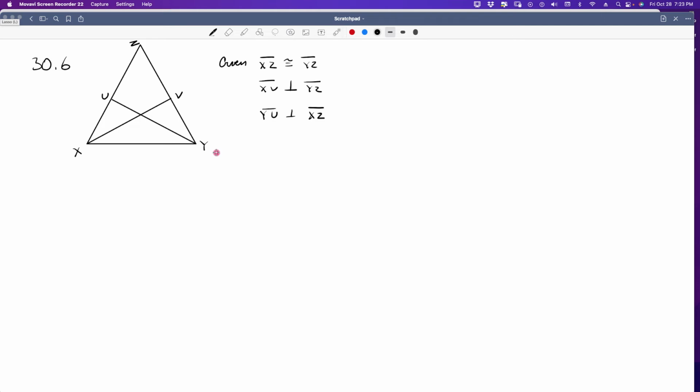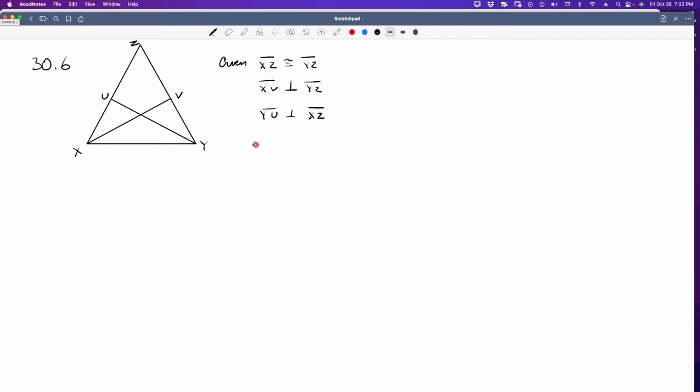All right, let's do 30.6 and then we will be done with lesson 30. So in 30.6 we have a couple of overlapping triangles. We have a triangle here, we have a triangle here, we have a triangle here, and we have a triangle here. And we are going to have to really pay attention to what we have to prove and what we are given to determine which triangles we need to draw.